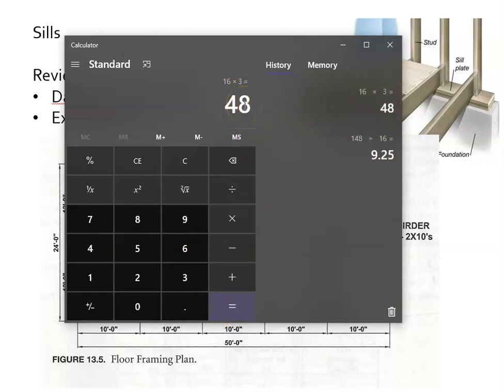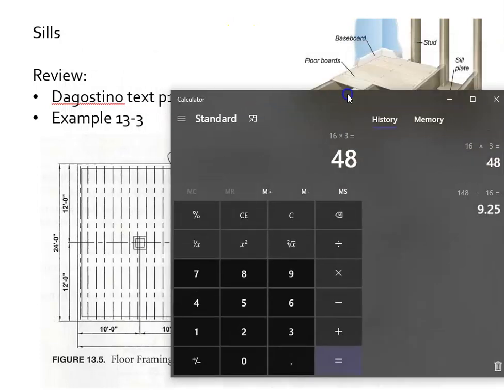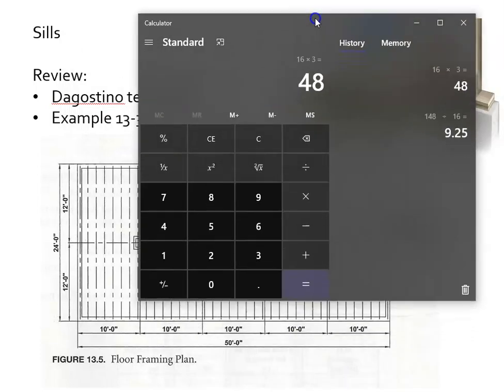Okay, so 16-footers are kind of awkward in there. To get to 50 feet, 50 feet's kind of an odd number. So 10-footers might actually be the best. But there would still be waste, of course, over here.